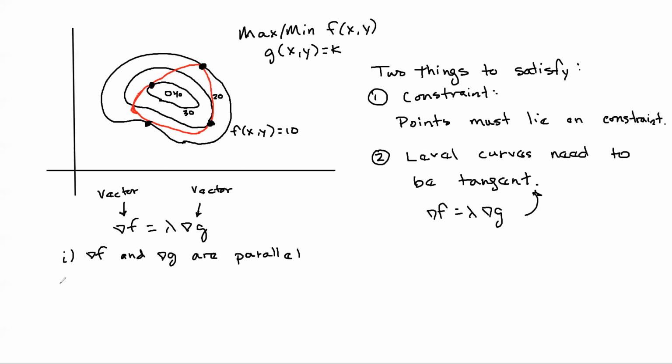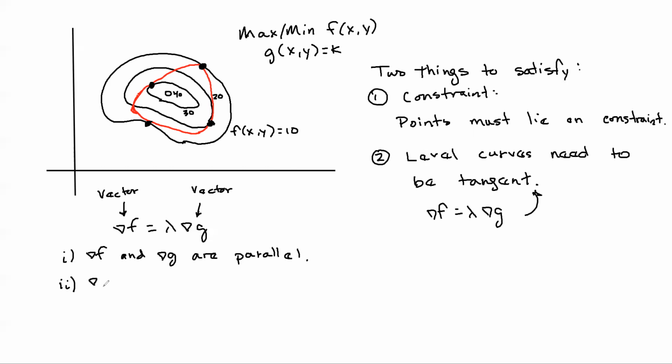Okay, the next fact, right? So that's fact one. The next fact, well, what does it mean? What does the gradient tell you about a level curve? Well, a few videos ago, we said that the gradient of the function that defines a level curve is going to be orthogonal to the level curve.